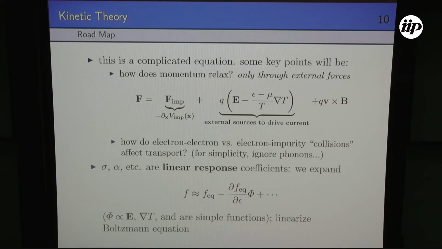Now, the last thing to keep in mind is that the kinetic equation was highly nonlinear, but we're only interested in linear response properties. So let's just linearize the equation of motion. We linearize around equilibrium, and if I just peel off this singular function near the Fermi surface, then the function phi that I'm solving for is very well behaved. So I'm just going to write down some equations for phi and solve them.